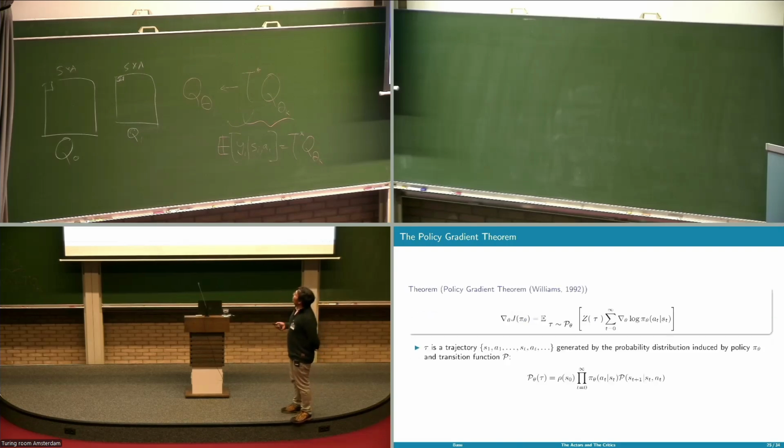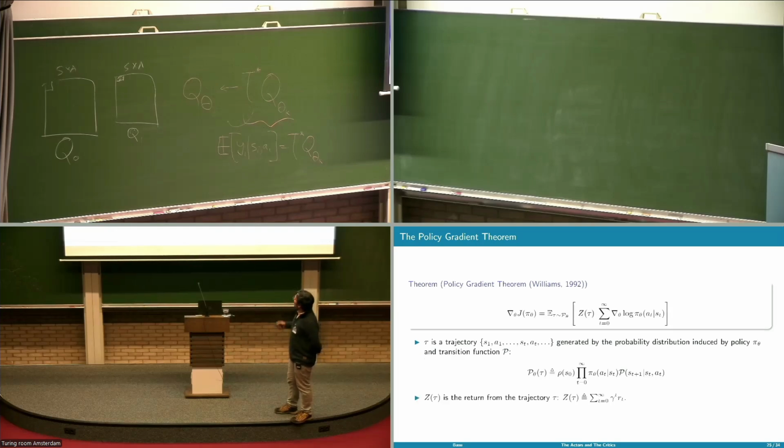And now what are the components? Let's go through them one by one. Tau here is a trajectory that is generated by applying this policy pi theta on the MDP with this transition function P, and where the initial state distribution was rho, right? So with this probability distribution, you keep on generating trajectories of S, A, S, A, S, A, and so on. Okay? Fine. And then what is Z of tau? Z of tau is the return of this trajectory. That is the sum of discounted reward if you have applied this trajectory and collected all the rewards, right?